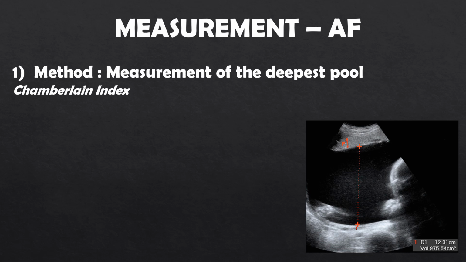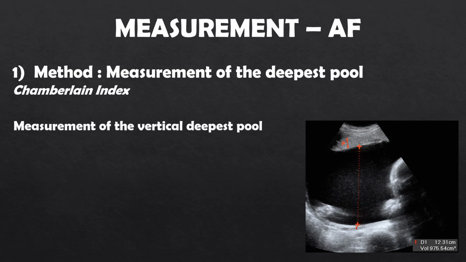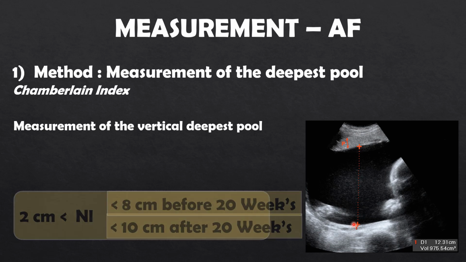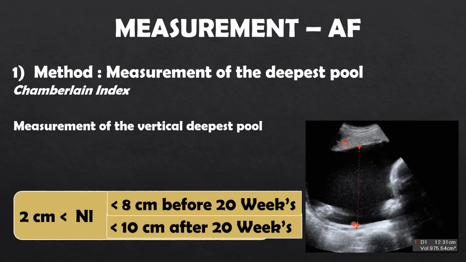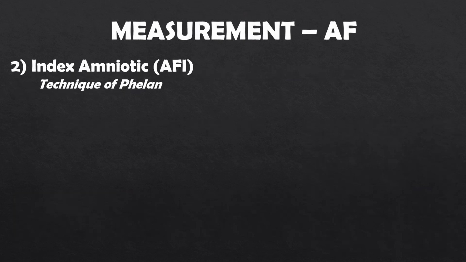Two methods are available for the evaluation of the amniotic fluid. The first one is the index of Chamberlain, which is a measurement of the deepest pool. We should be vertical to the abdomen of the mother. The norm is more than 2 centimeters and less than 8 centimeters before 20 weeks, and less than 10 centimeters after 20 weeks.